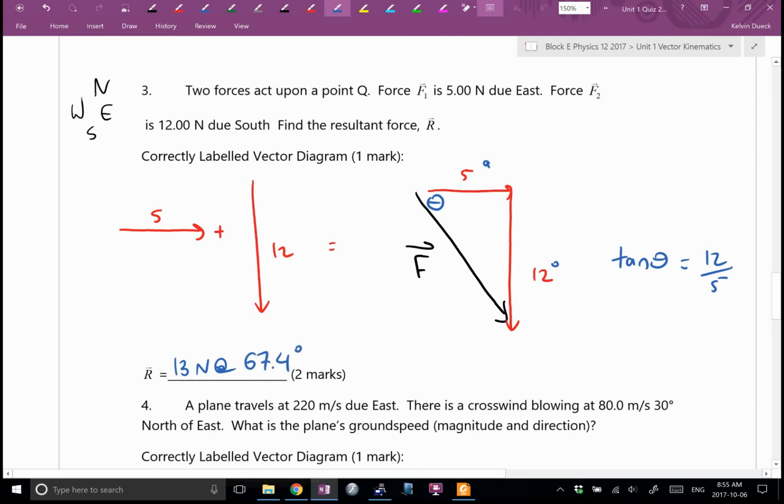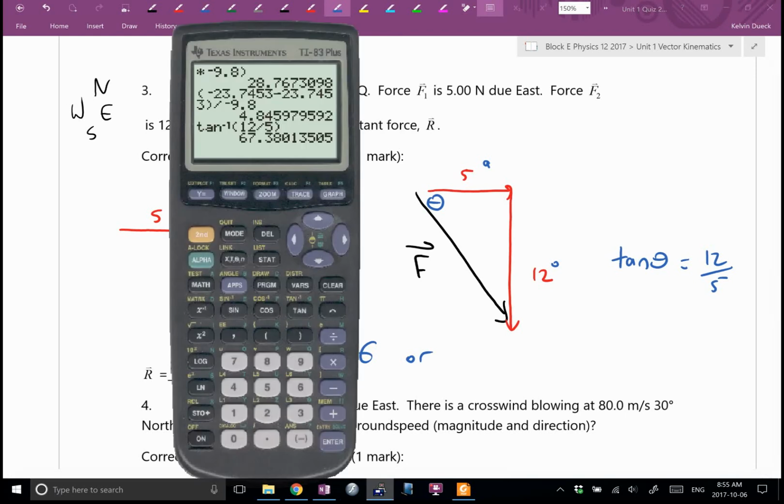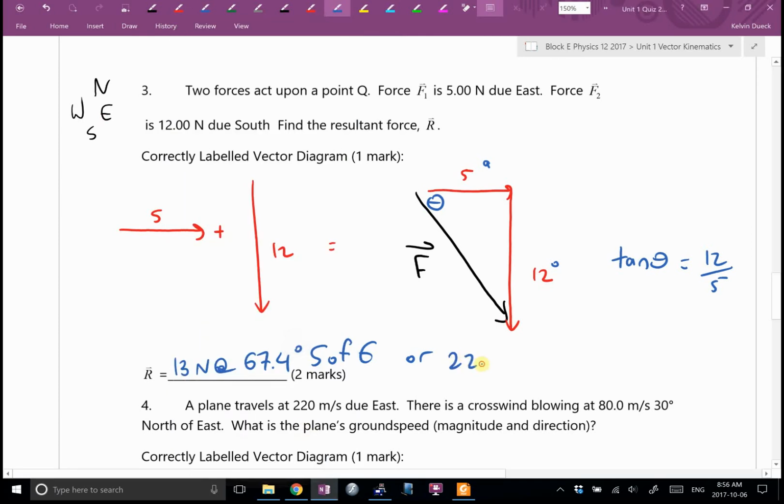North of south, east of west, what of what? That's south of east. I would also accept 13 newtons at 90 minus this answer, 22.6 degrees east of south. So the way I mark this, 1 mark for the magnitude, half mark for the theta, half mark for the what of what. If you got the wrong what of what, you lose a half mark.